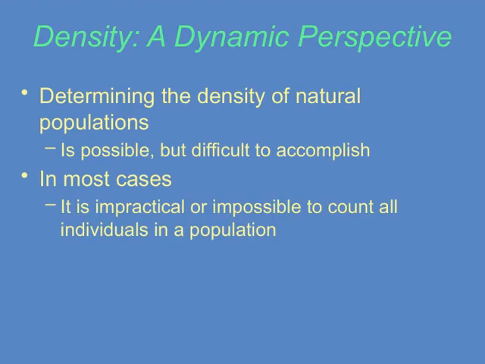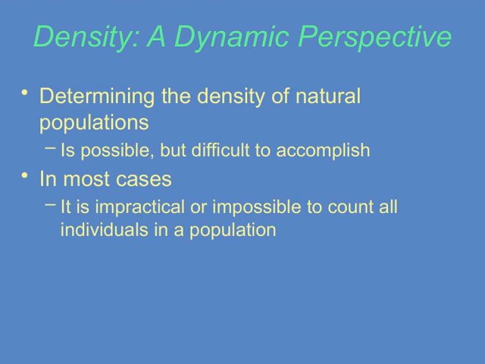Density, or the idea of how many individuals are in a given area, is a really dynamic concept. It's something we can determine, but it's often quite challenging to do so accurately. In most cases, trying to count every single individual in a natural population isn't practical or even feasible. Think about a dense forest or a large ocean habitat. Trying to get an exact count there would be nearly impossible.